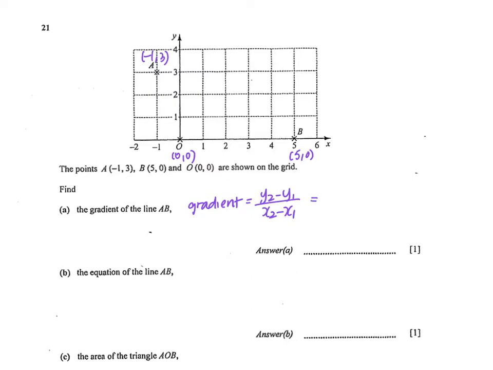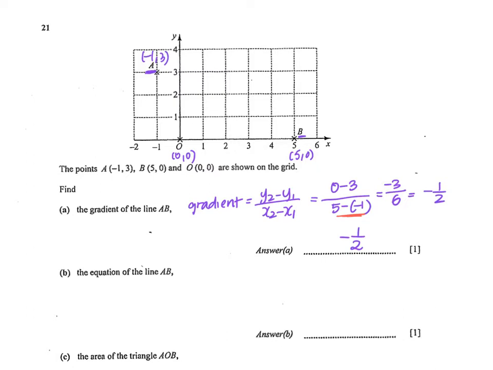So now let's plug in the points. I want A and B, so I'm going to use point A and point B. y2 minus y1, that will be 0 minus 3, over 5 minus negative 1. Of course, you can do it the other way around: 3 minus 0 over negative 1 minus 5. So be careful of the brackets for the negative number. Okay, and then from here we'll get negative 3 over 6. Simplifying, we'll get negative 1 over 2. So we should leave the gradient as a fraction, not a decimal.